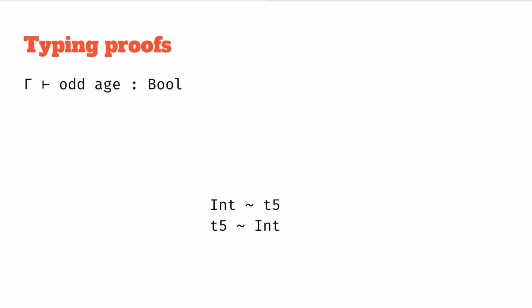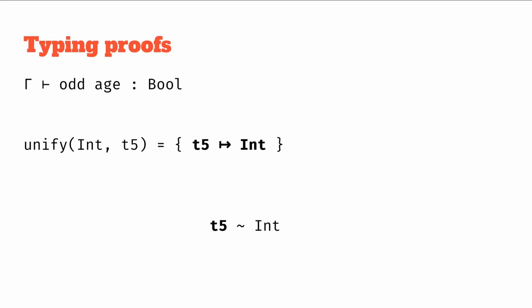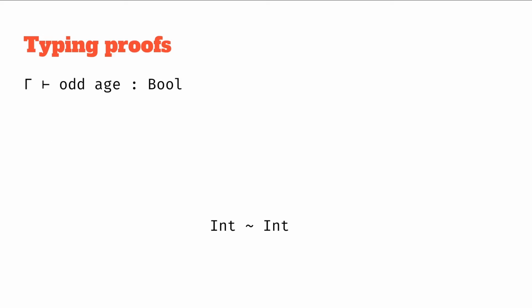So let's keep going. Let's take the next one, unifying int and t5, and we map t5 to int. We'll update that where we have the t5. And then finally, let's unify these two. Well, we unify int and int. In fact, these are identical, so there's just an empty substitution that unifies these. We don't need to apply any mappings, and there we get kind of the same expression. And we're done. We've dealt with all of our constraints. We found the type. Odd age has type bool.